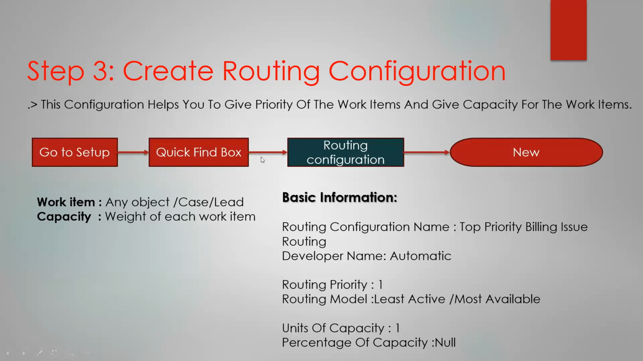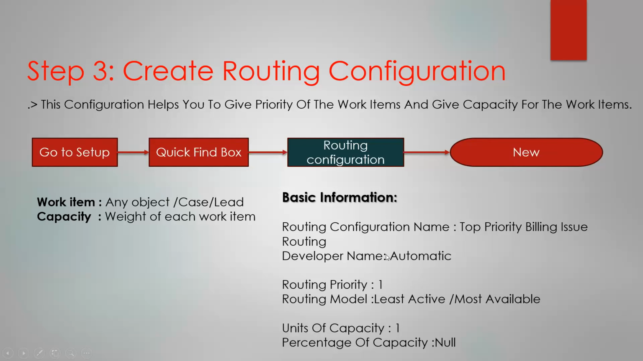Same thing as we searched for omni channel and service channel. So we need to search for routing configuration. In this routing configuration, we need to select New, and here we need to provide basic information, like what is the name of the routing configuration. The routing configuration name is Top Priority Billing Issue Route.